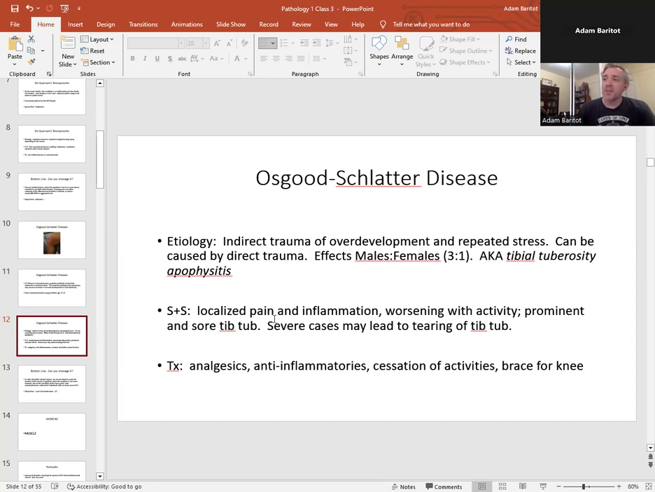Signs and symptoms of this condition: localized pain and inflammation. The more you do things with your knees, the more exercise with your quadriceps, the worse the condition gets. You will eventually develop a prominent and sore tibial tuberosity. That's what we saw in the image. Severe cases may lead to the tearing of the tibial tuberosity. Once torn, that disfiguration of your tibial tuberosity will remain for the rest of your life. It will merely look like an extra bumpy bump on the front of your knee, at the top of your tibia.